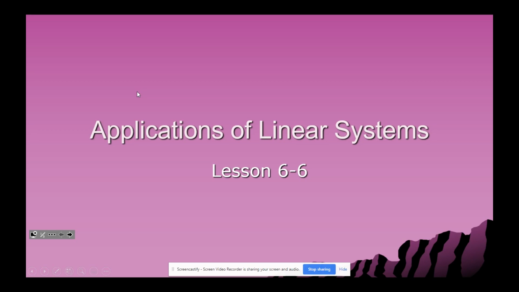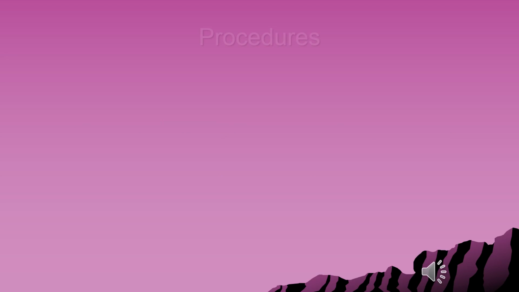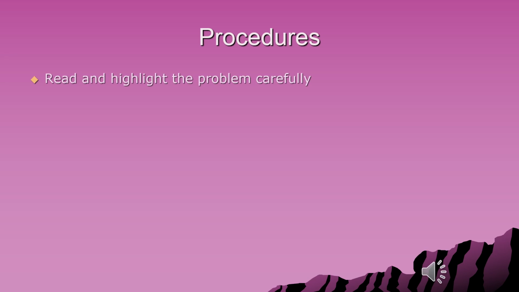Lesson 6-6, Applications of Linear Systems. So here's the procedures for applications of linear systems, which basically means you're going to be solving word problems using systems of equations. You want to read and highlight the problem carefully, followed by identifying your unknowns and assigning your variables. In all of these cases, you're going to be using two variables.